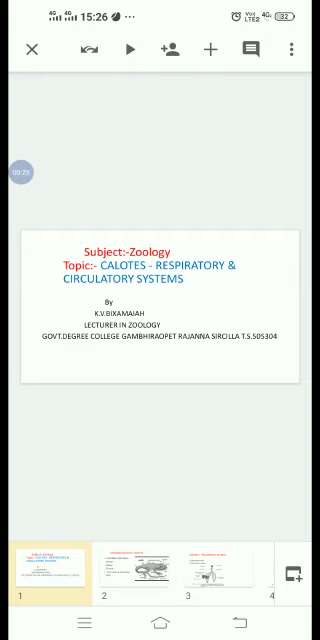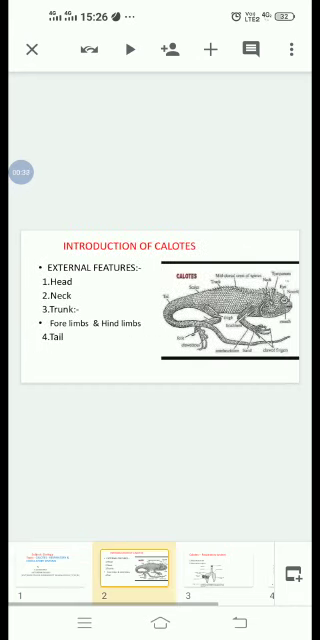Subject zoology. Topic today is Calotes, respiratory and circulatory systems. Calotes, first of all we discuss Calotes. Phylum is Chordata, subphylum Vertebrata, superclass Gnathostomata, class Reptilia, subclass Diapsida, order Squamata, suborder Lacertilia, genus Calotes, species versicolor.